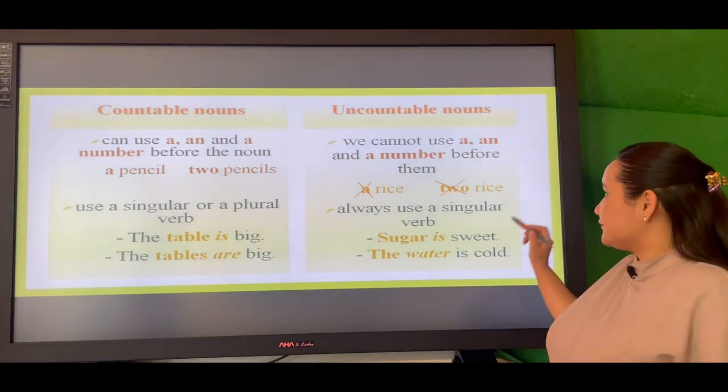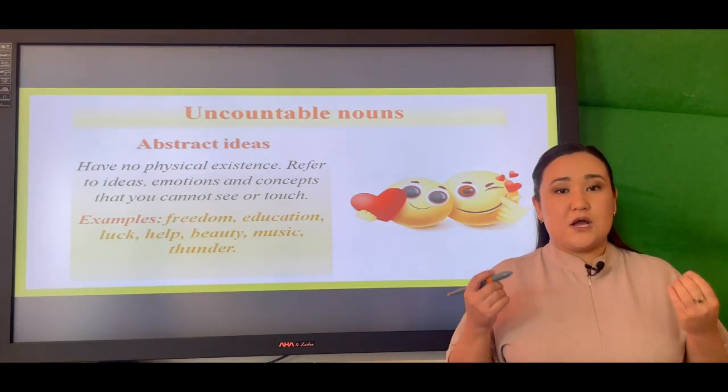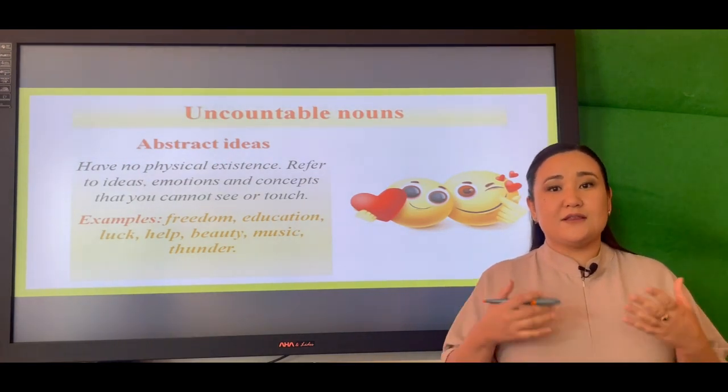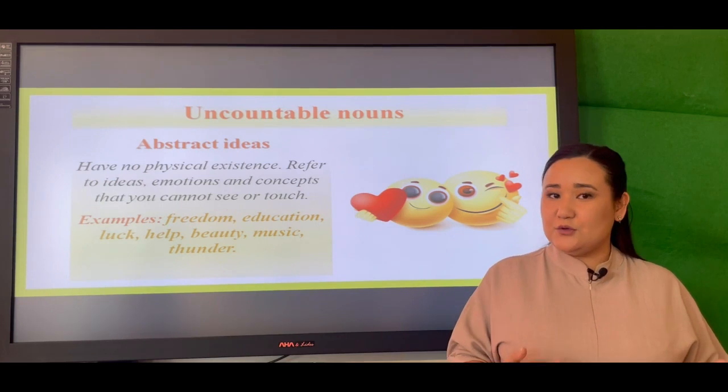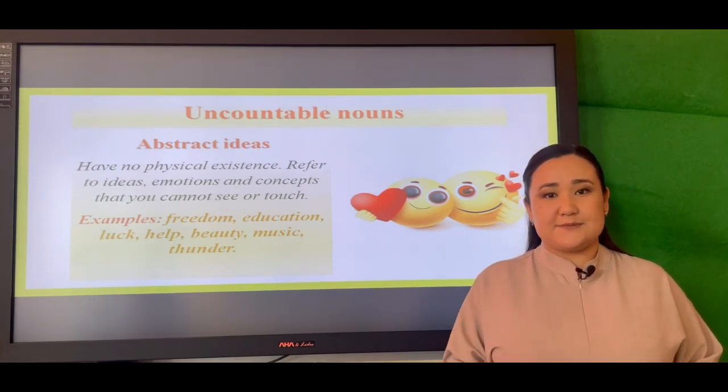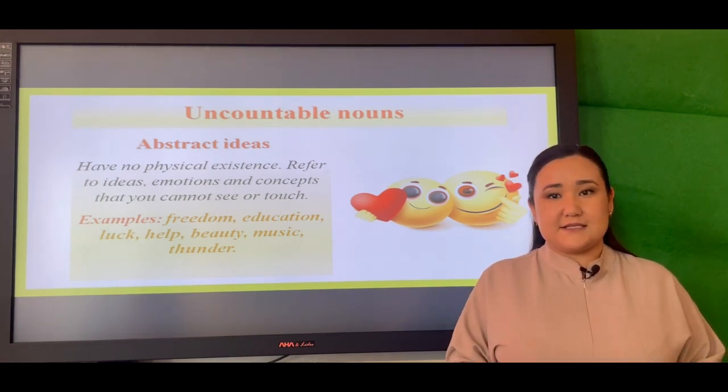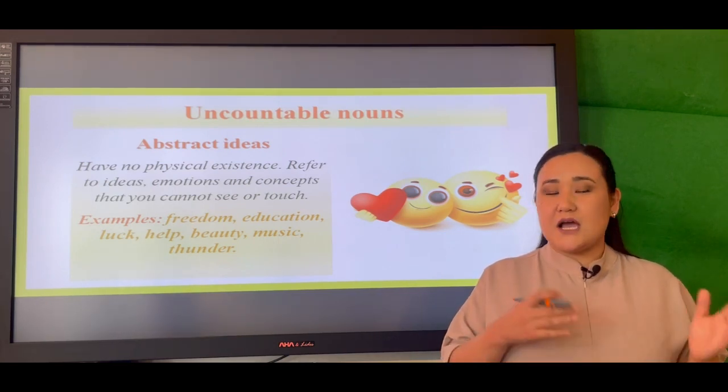So guys, what nouns are normally uncountable? Let's have a look. First, abstract ideas. They have no physical existence. They refer to ideas, emotions, and concepts that you cannot touch or see.